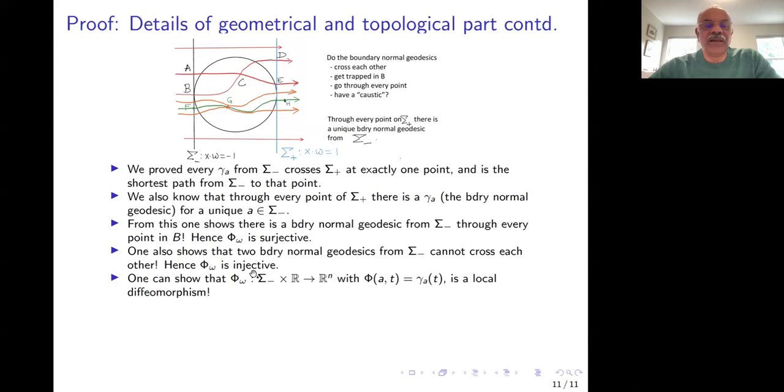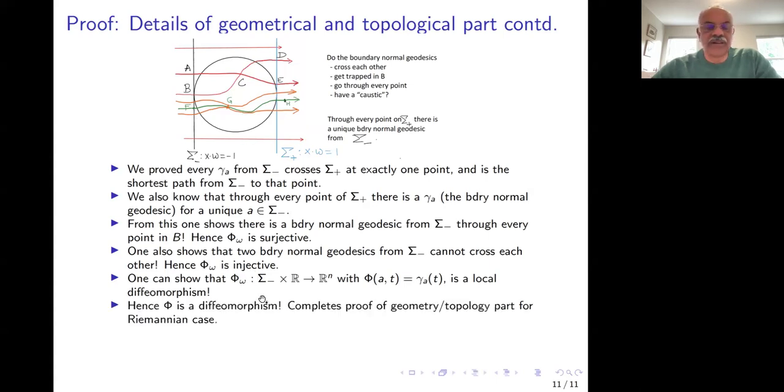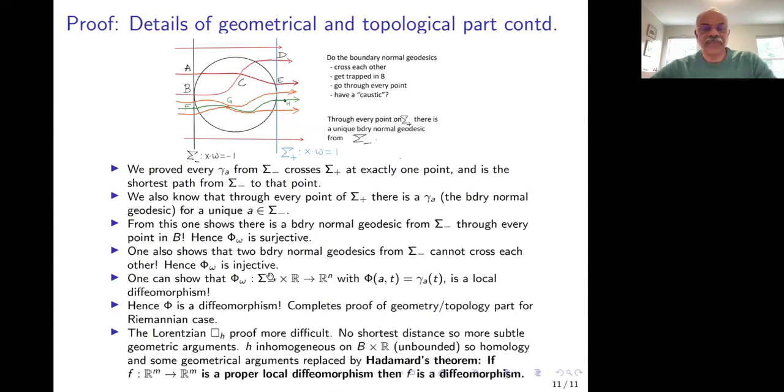This focal point argument shows that phi sub omega is a local diffeomorphism. So phi omega is a bijection and a local diffeomorphism, so it's a diffeomorphism. This completes the proof of the geometry and topology part of the Riemannian case. The Lorentzian case is more complicated. Firstly, in the Lorentzian case, we don't have the shortest distance, so we cannot use some of the arguments I was using here. The Lorentzian proof is more difficult, and you need much more subtle geometrical arguments.